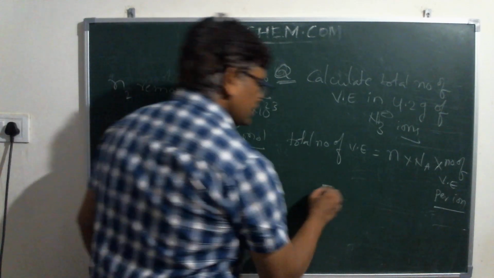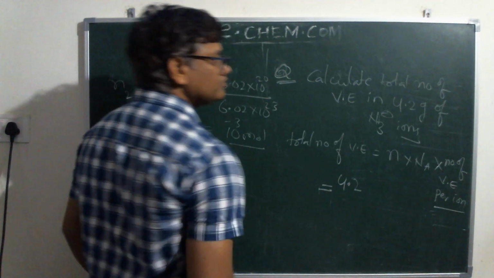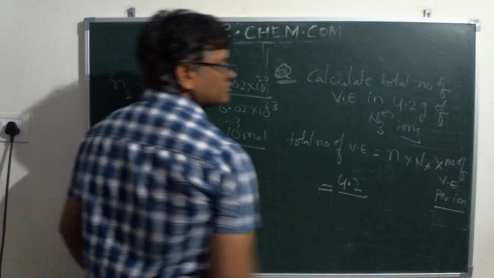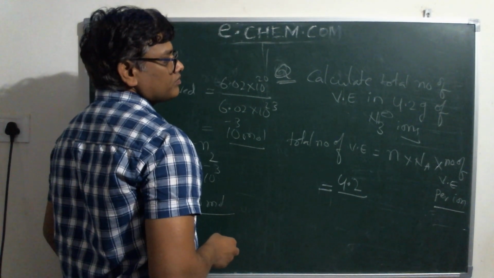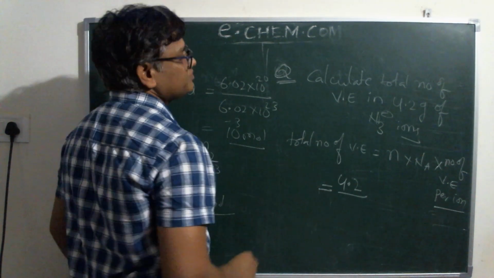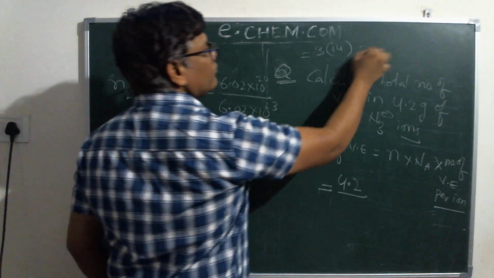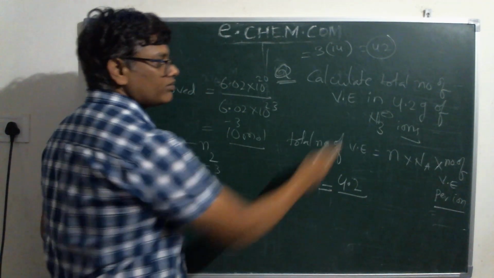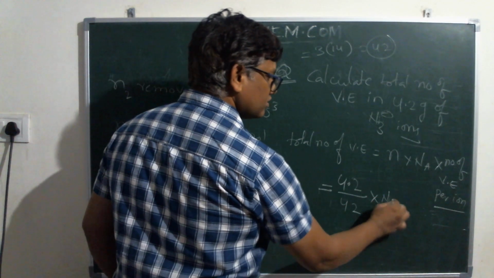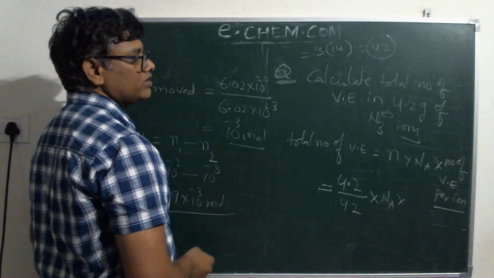Okay, so let's calculate this. Number of moles, how many? Mass being given, 4.2 divided by its molar mass. The formula mass for this N3 minus is, 3 nitrogen atoms are present in this ion, so 3 into 14, that will be 42. So the formula mass of the azide ion will be 42, into Avogadro number into the number of valence electrons per ion, which we have to calculate here.